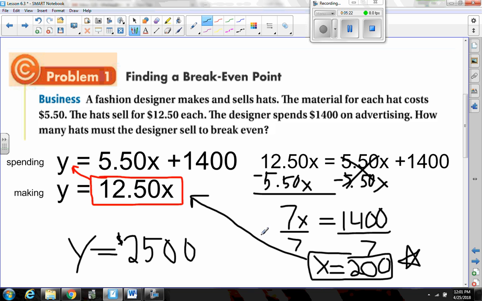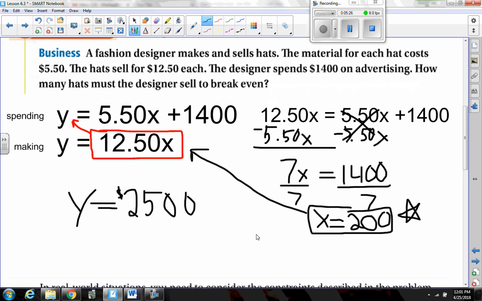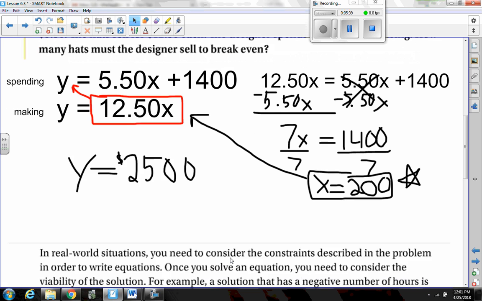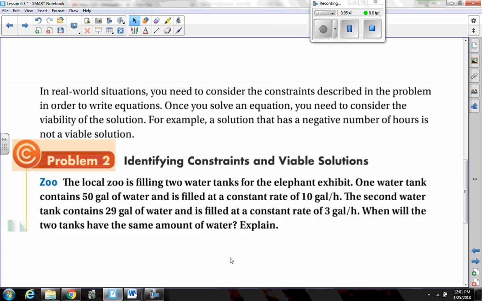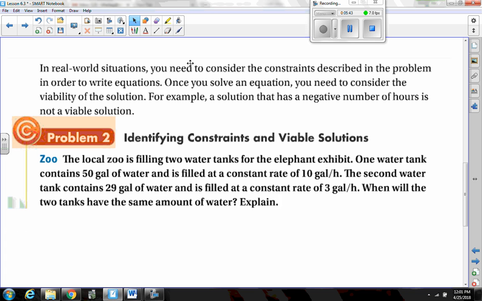The other thing that we need to be aware of is that when we go into a real-world situation, sometimes the numbers that we arrive at based on our algebra skills don't make any sense in the context of what we were talking about. So in real-world situations, you have to consider the constraints. You have to consider the constraints in the problem, okay?